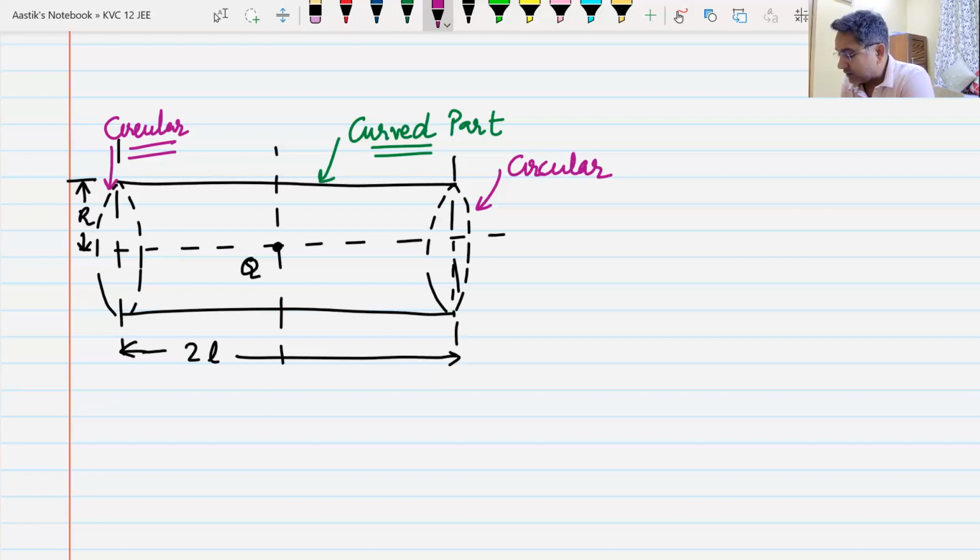How will I get the flux through the curved part? And for that, we will require some more information, which I have not done, but I think you know how to do it. You need to know some more information. So, how are you going to do it? Any idea?